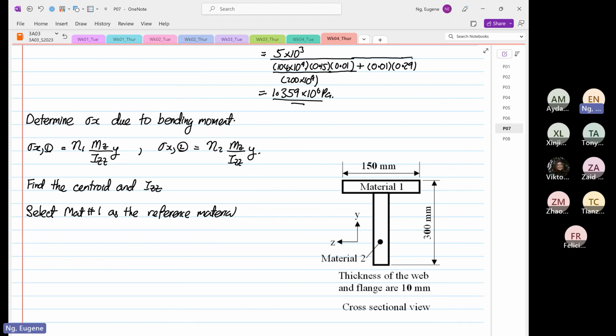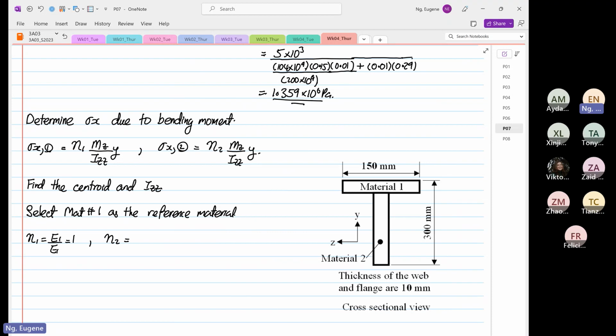It doesn't always have to be material 1. Either one you choose, the answer would be the same. Okay, so N1 is equal to E1 divided by E1. So this is equal to 1.